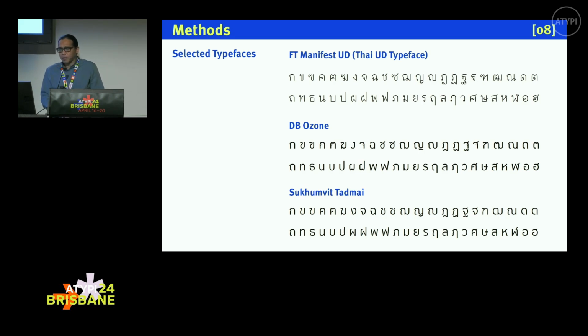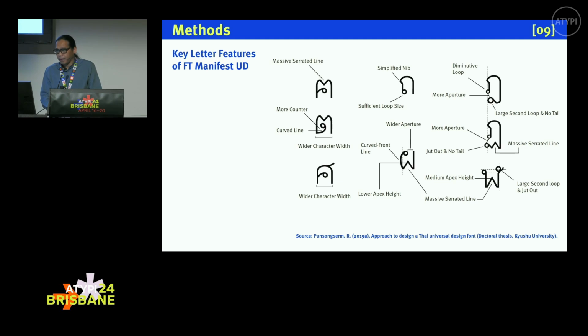In the experiments, I employed three typefaces, including first the FT Manifest UD, or Thai UD typeface. This is my own design, and it is a text font. And two Roman light Thai typefaces, DB Ozone and Sukhumvit Tadmai. Let me introduce the key letter features of FT Manifest UD.